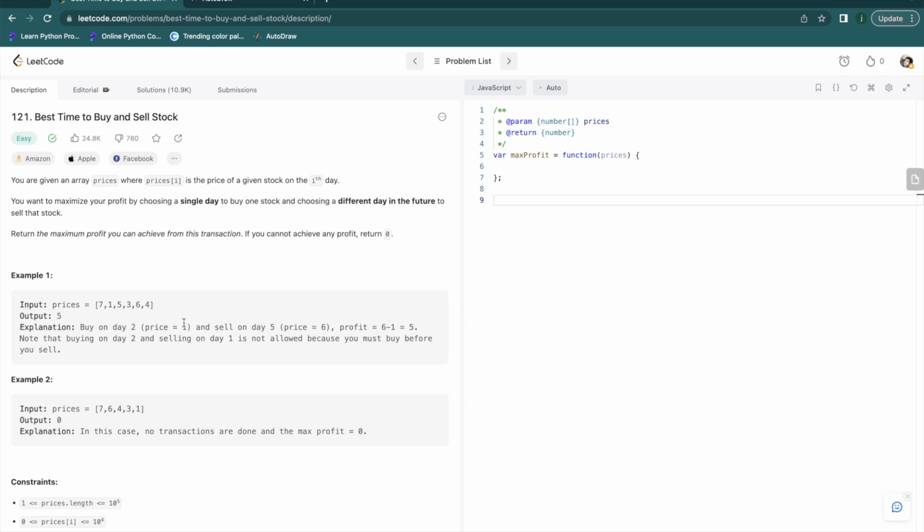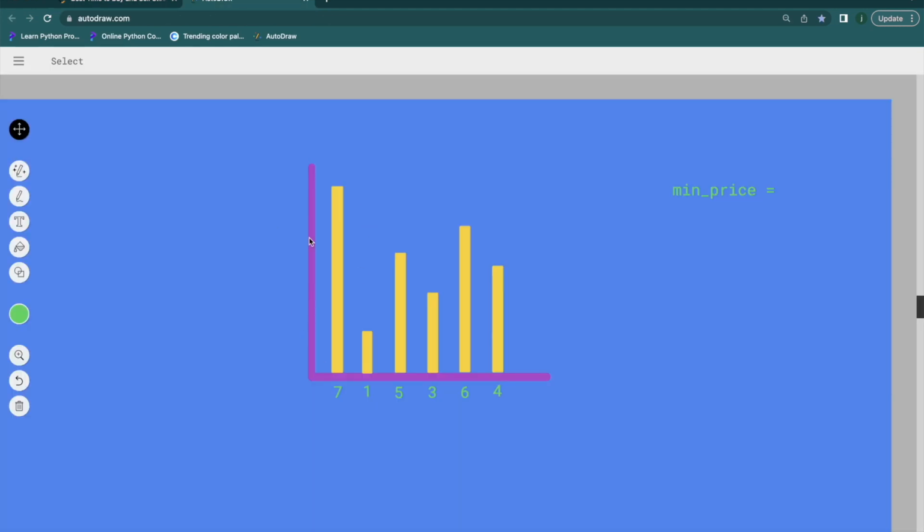So let's try and understand this with an example. So let me go back to a drawing board as usual. Here I have a histogram or a bar chart where we have different bars which represent the values of a stock on a given day. So on the first day the stock is at $7, and the second day it fell down to $1, and then it went back to 5, and then there is another fluctuation, it came down to 3, again it went back to 6, and then at 4.